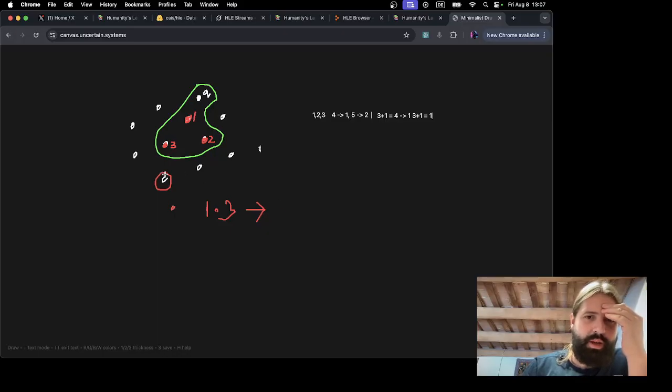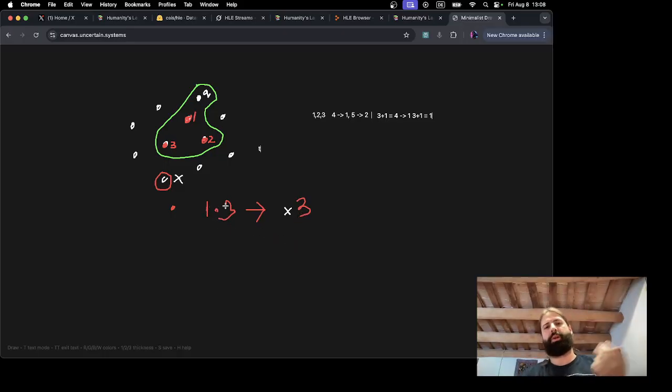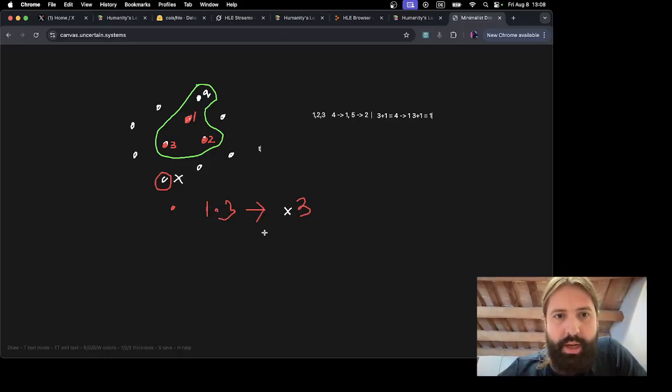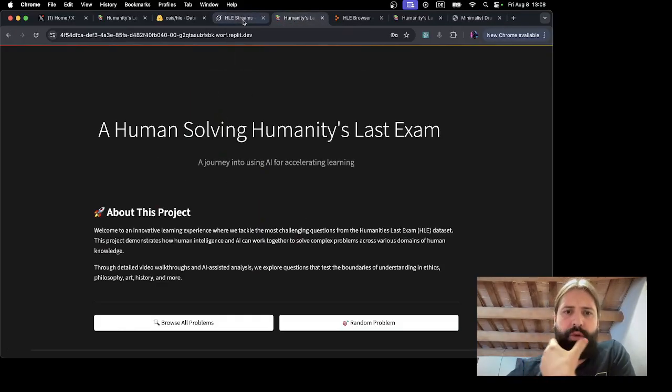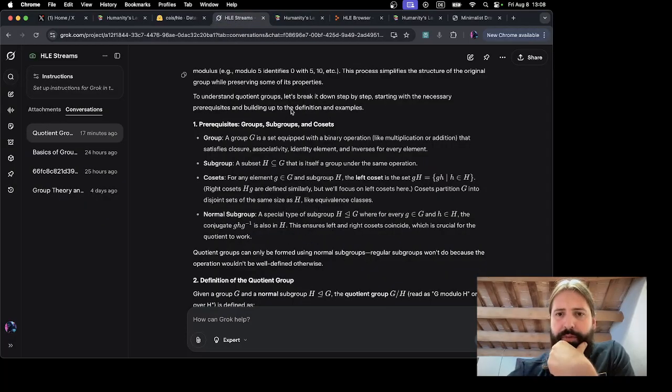Let's call these X. So it's going to be some sort of X3, right? Let's assume that's multiplication. I think that's what's happening here. I really don't know how explicit you are with this, but mentally, I think that's essentially what's being defined here. It's the concept of modulo, but with groups.